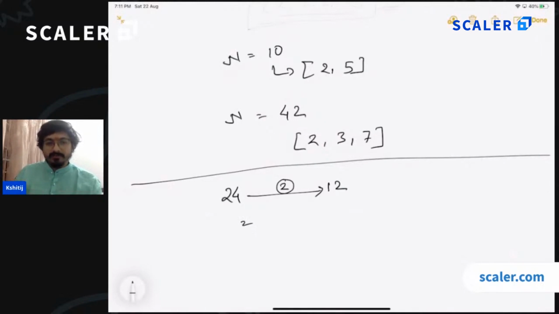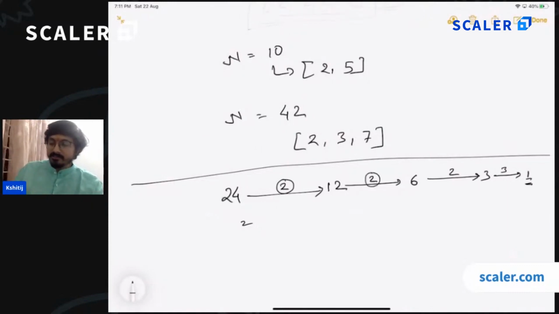Now I have got 12, and I know that again I have to do the exact same thing. Find the smallest number with which I can divide this, and that number obviously should be greater than 1, right? So again, the smallest number I can think of is 2. I divide by 2, I get 6. Again I divide by 2, so I get 3. Now for 3, the smallest number greater than 1 that can divide it is 3, so I finally get 1.